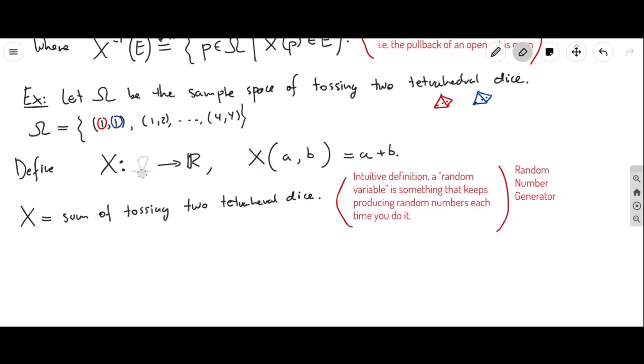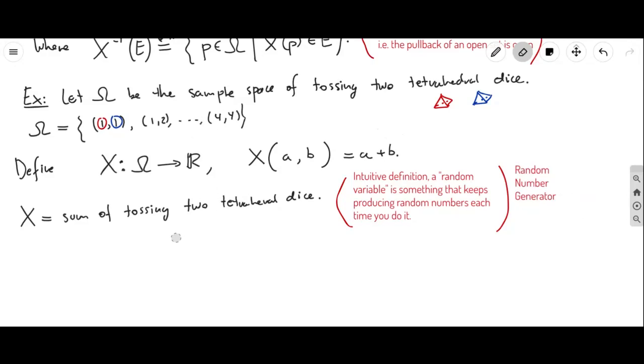It's called a random variable because each time you do this random experiment, the value of X is going to be something different. Let's say you do this random experiment and you get 1, 2. Then X would be equal to 3. If you do the random experiment again, maybe you'll get 4, 4, in which case the value of X is going to be 8, and so on and so forth. If you only observe the numbers that X produces, you really, in effect, have a random number generator. And that's what we call a random variable.